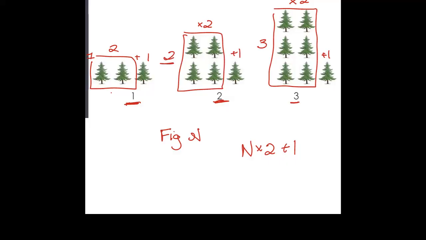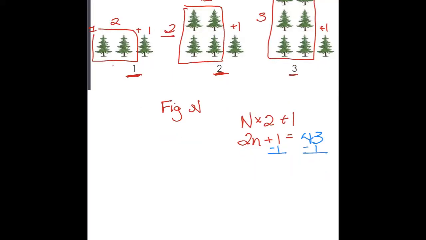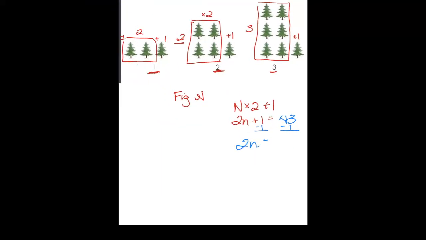And if I was doing this algebraically, I would say 2n plus 1 equals, well, this time I know how many trees there are. How many are there? 43. So I'm going to set that equal to 43. Subtract 1, subtract 1. So 2n is equal to 42. So n, which is the number of the figure, must be 21. Does anybody have 21?